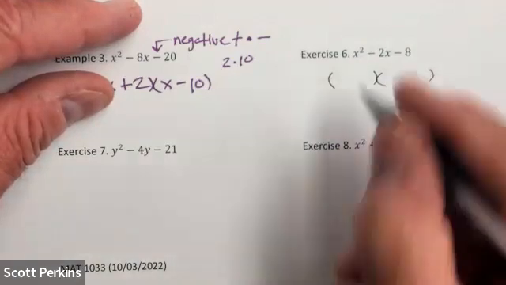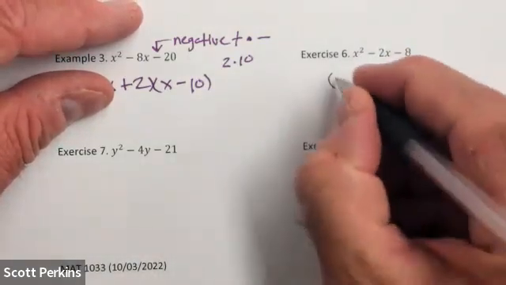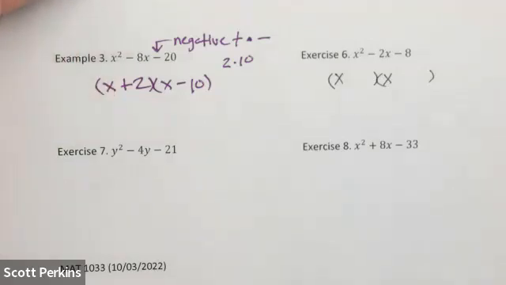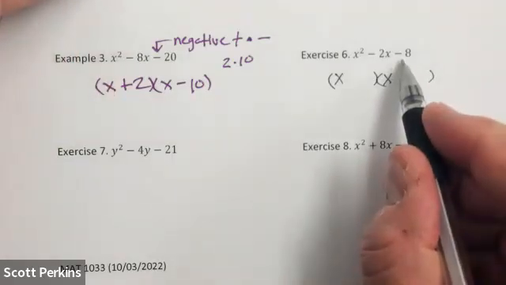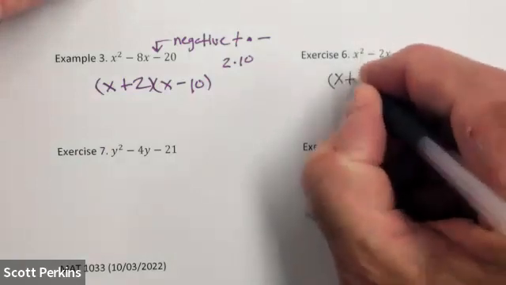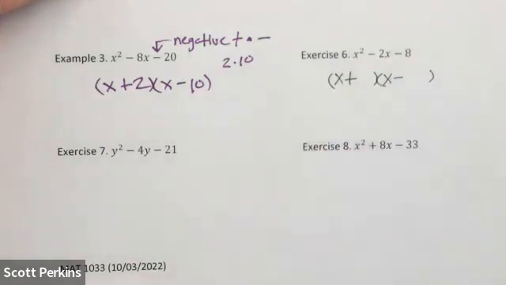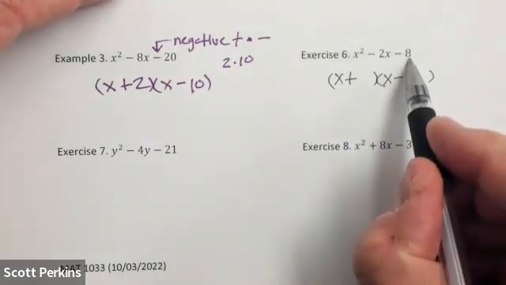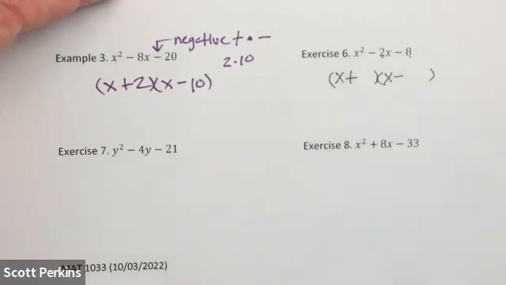All right, exercise 6. There's a 1 in front of the x squared, so x squared has to be x times x. And then my signs, this is a -8, so my signs have to be a positive and a negative, or negative and positive. Again, the order doesn't matter. Don't be confounded by that. And what two factors of 8 are going to be 2 apart?